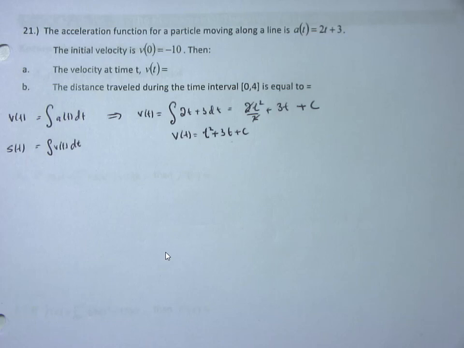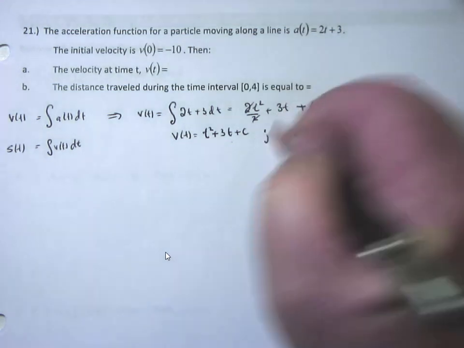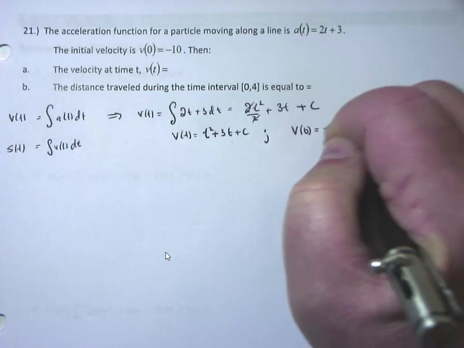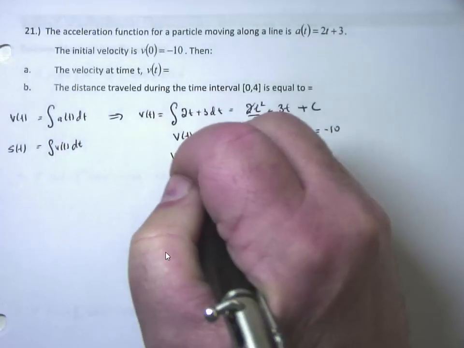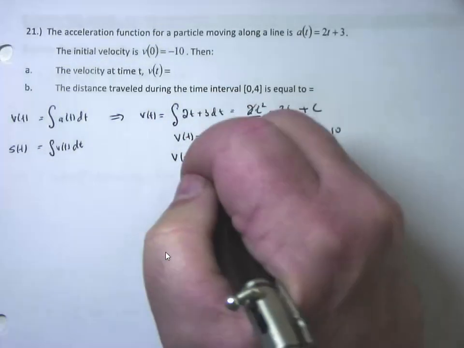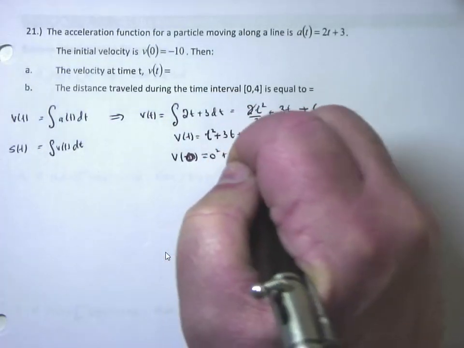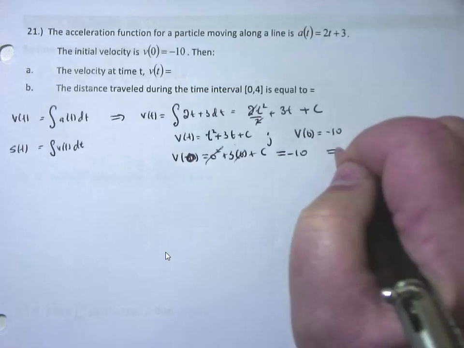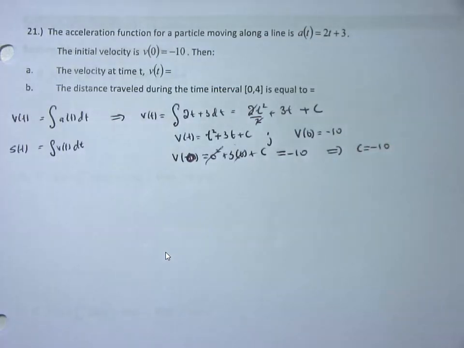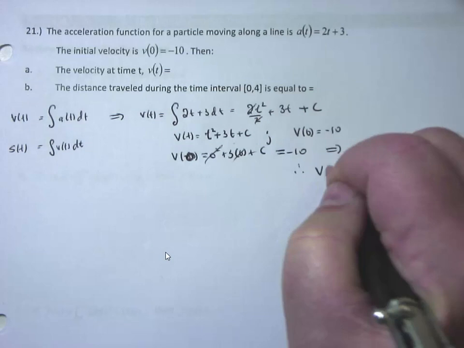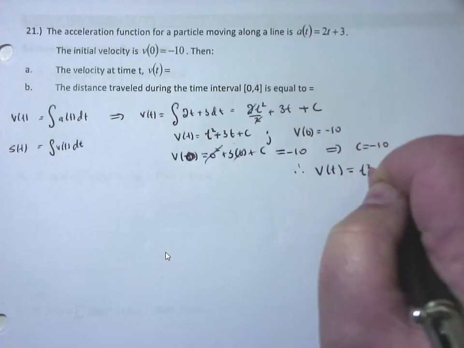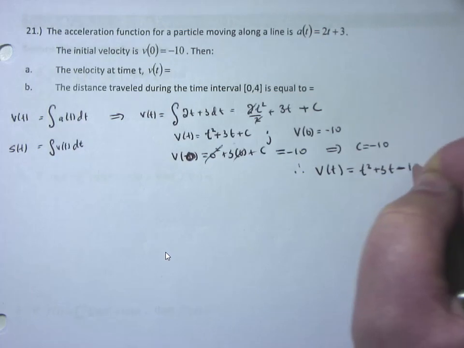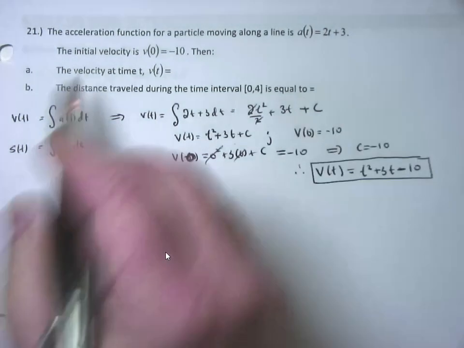But you got to figure out what the c is. And if you remember your section 4.9 Calculus 1 stuff, you find c by the initial condition. The initial condition they gave me was v of 0 equals negative 10. So when I plug in 0 for time, that'll be 0 squared plus 3 times 0 plus c, and that's going to be equal to negative 10. Well, that's 0 and that's 0, making c equal to negative 10. Therefore, the velocity equation is t squared plus 3t minus 10. There's the answer for part A.